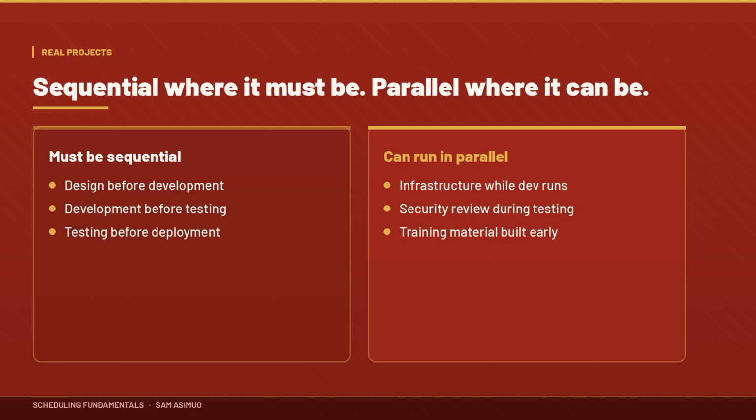But real projects are rarely that simple. You may have infrastructure work happening while software development is happening. Security review might happen while testing is underway. Training material might be developed before the final solution is completely ready. So good scheduling isn't simply putting everything sequentially. It's identifying where activities must be sequential and where they can run in parallel.